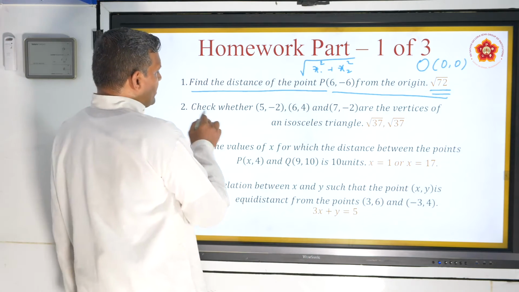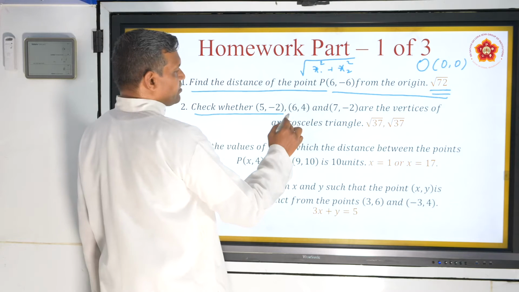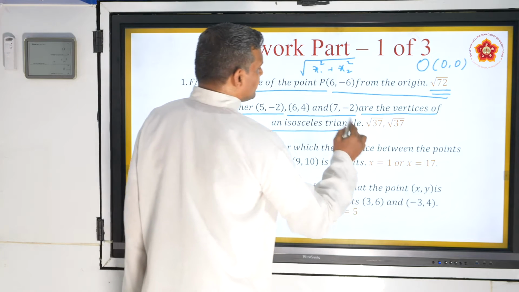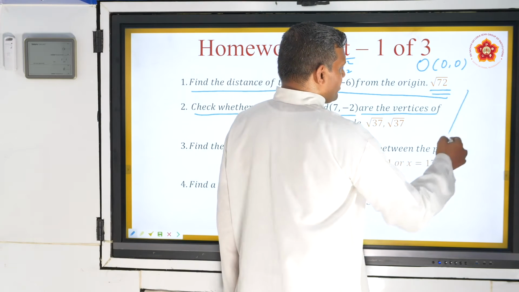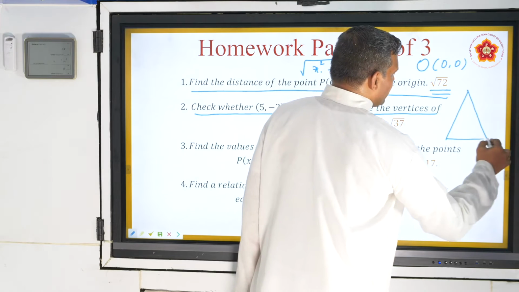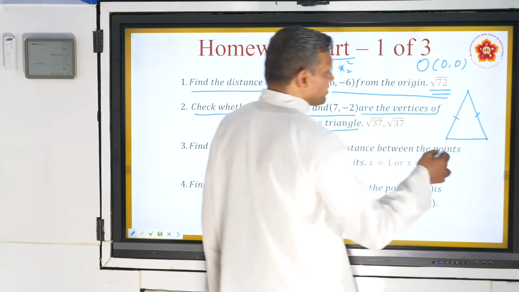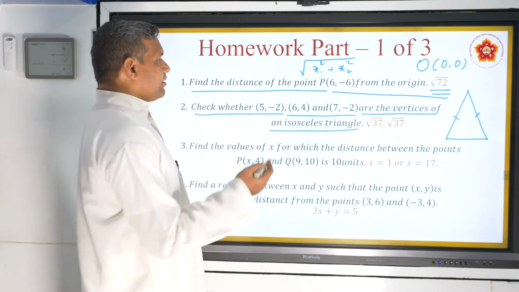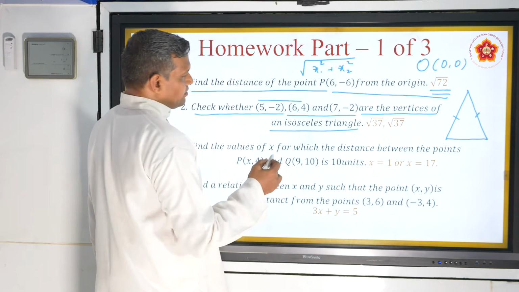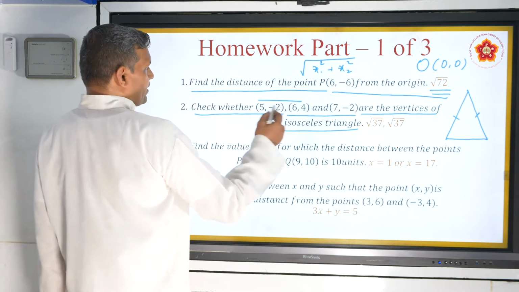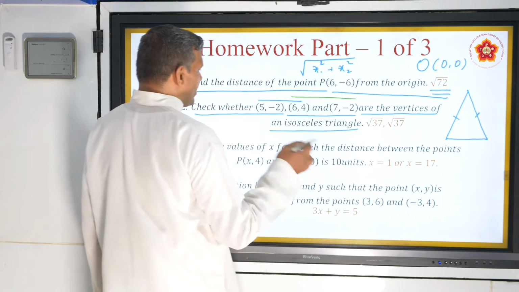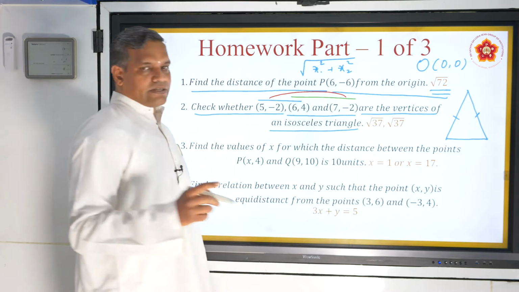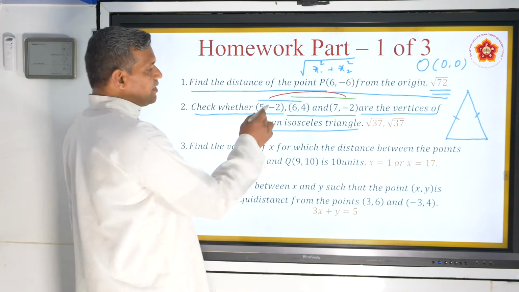Next is: check whether (5, -2), (6, 4) and (7, -2) are the vertices of an isosceles triangle. First you just imagine an isosceles triangle. The condition here is that two sides of an isosceles triangle should be equal. So now let us take the different points. First I will take these two points. Next, if I am interested, I will take the second point and third point. Finally, if I don't get the answer, I can also take the first point and last point. So let's go with the first and second point.